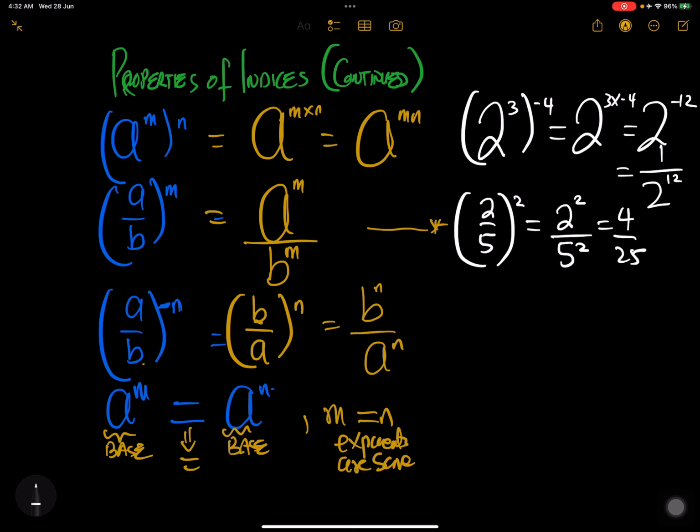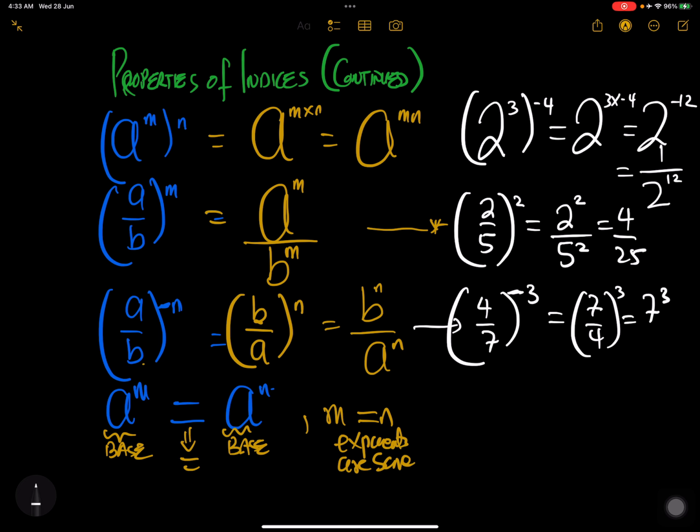Now the next thing is, let's imagine we have 4 over 7 to the power of negative 3. We are trying to apply the properties that we went through. We are saying let the 7 go up, let the 4 come down, and then bring your 3 on top. And that gives you 7 to the power of 3 divided by 4 to the power of 3. And then we take it from there.